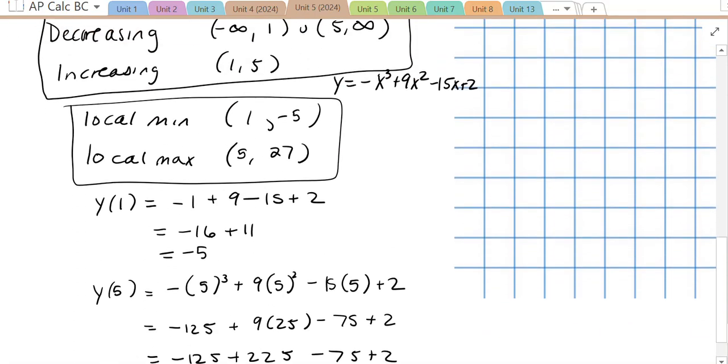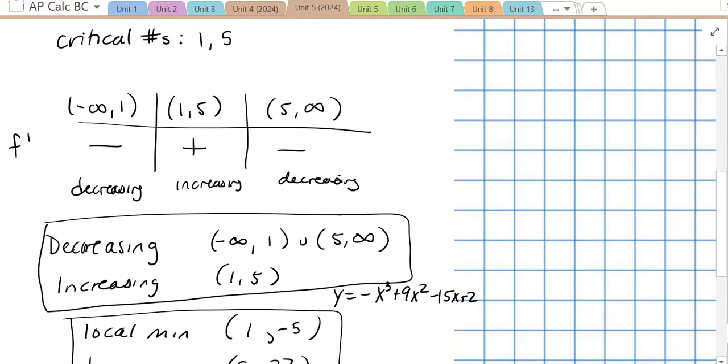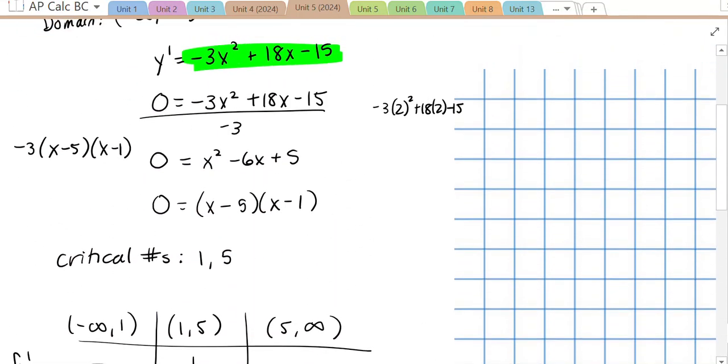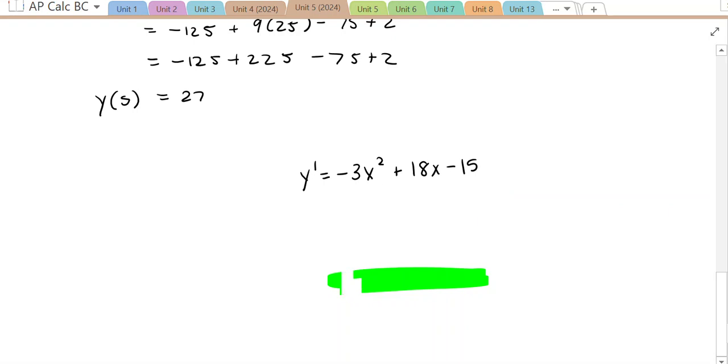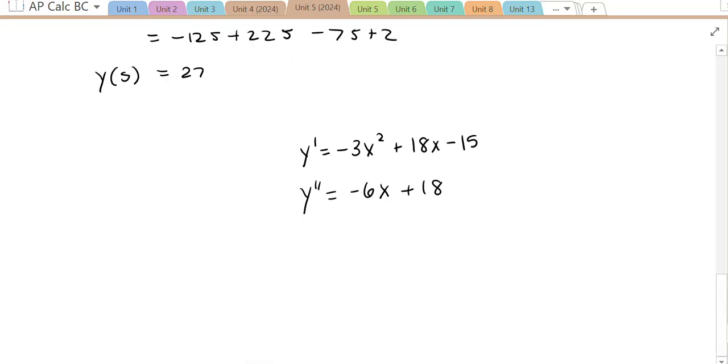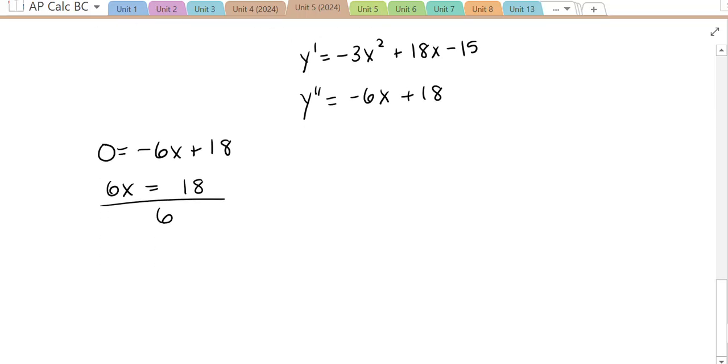Next, I want to find my concavity. So again, there's my first derivative. So now my second derivative, okay, just make sure it's going, is negative 6x plus 18. Okay, so let's find the critical numbers on that. Now here, a critical number means it's going to have the potential to be an inflection point, but doesn't have to be an inflection point.